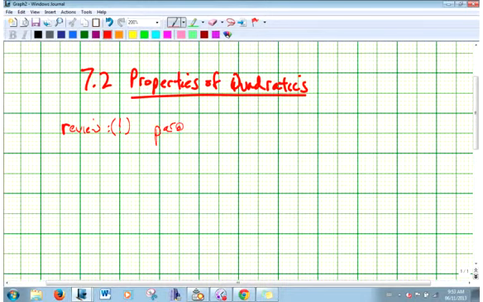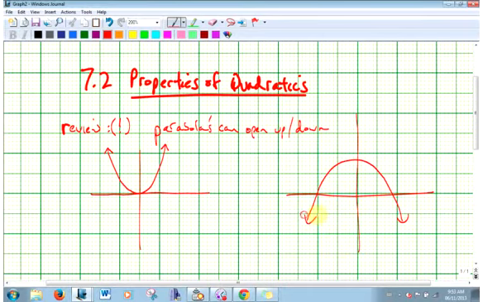So, parabola. That's the shape of a quadratic, right? Parabolas can, in this course, we're just going to go open up or open down. Okay, and I got some nice graph paper here, so let me use it. That one opens up. Okay, this one opens down.